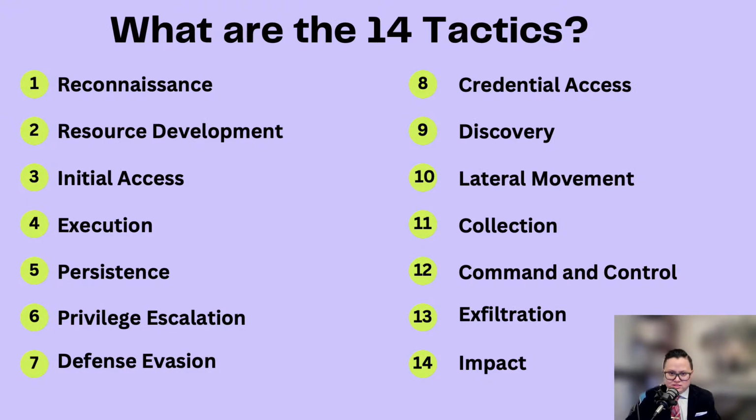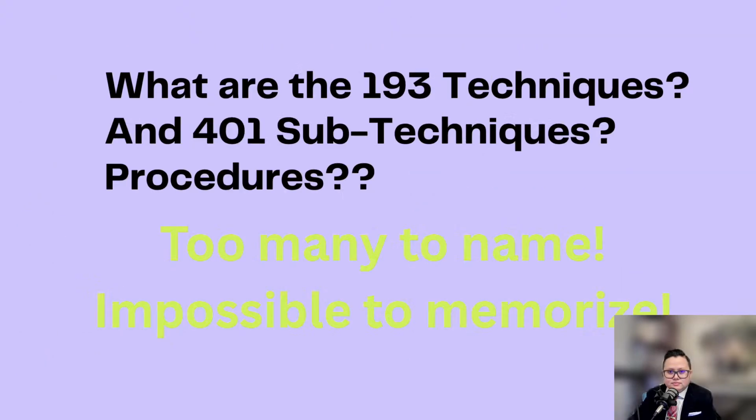So again, the 14 tactics from left to right on the attack matrix are reconnaissance, resource development, initial access, execution, and the list goes on until we end at impact. You may wonder, what are the 193 techniques and 401 sub-techniques and procedures? Well, there's too many to name, and it's impossible to memorize unless you have a superhuman memory, which I'm sure many of you don't have.